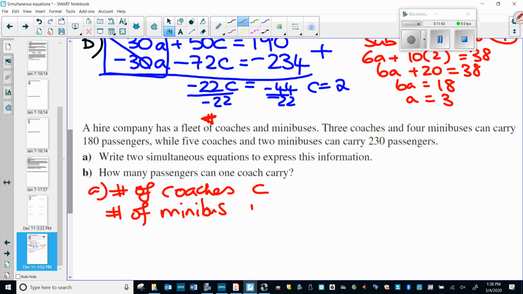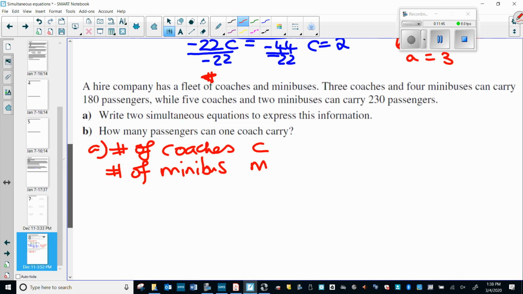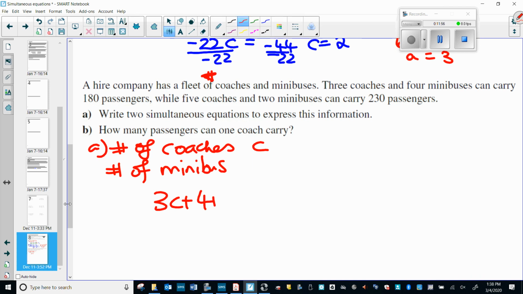Okay. And what's one of my equations, Lily? 3c plus 4m equals 180. Oh, you said A. I mean, sorry, 4m, sorry. I was looking at the other one. Tricking me. Well, equals 180, yeah.